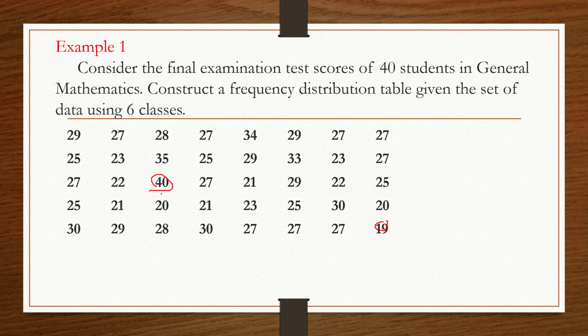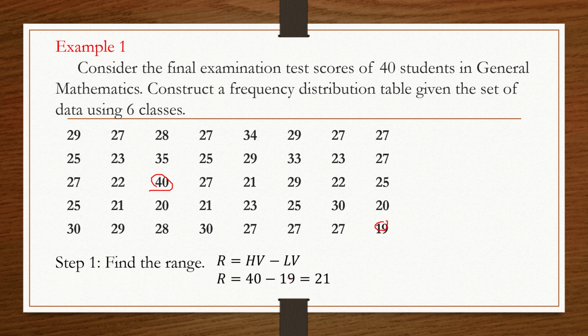So, to find the range, highest value minus lowest value. Ayan. Kaya 40 minus 19 is 21. So, 21 po yung range natin. Nahanap na po natin yung range. So, next, step 2, determine the number of classes.